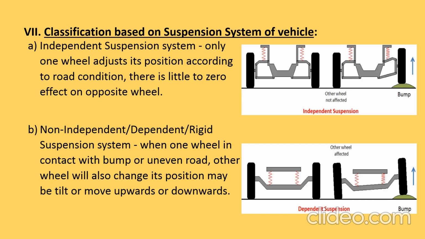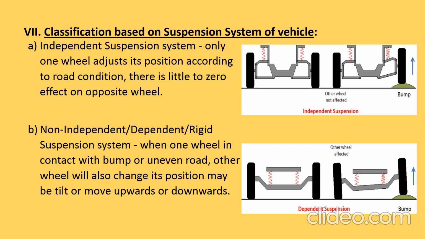Non-independent, or dependent, or rigid suspension system. Here, when one wheel comes in contact with any bump or uneven road, the other wheel will also change its position, maybe tilt or move up or downwards. This is the dependent suspension system.